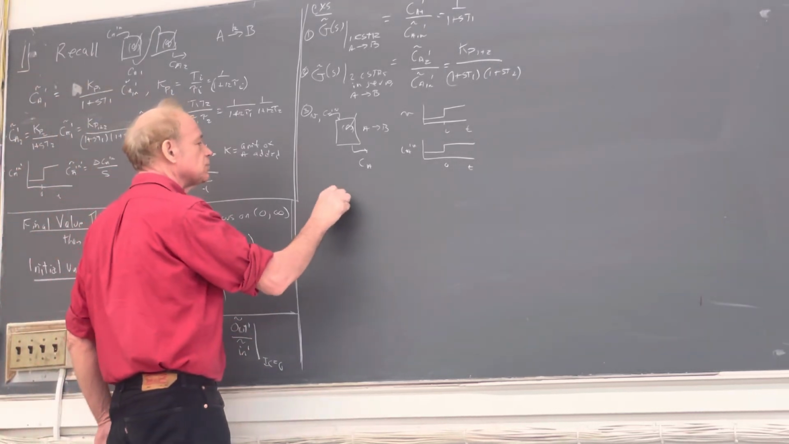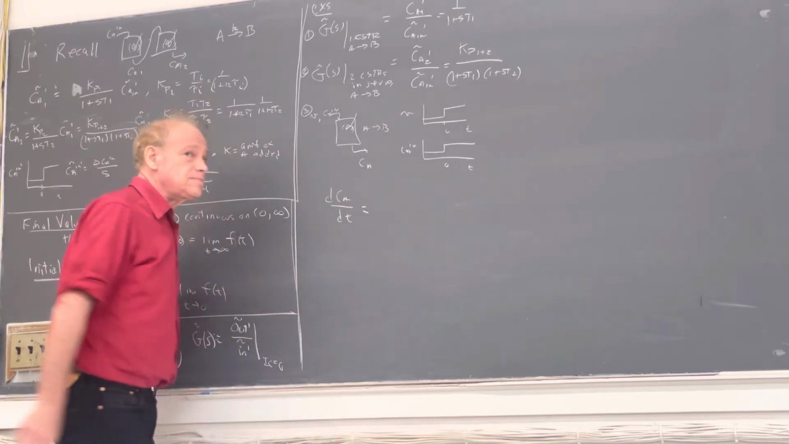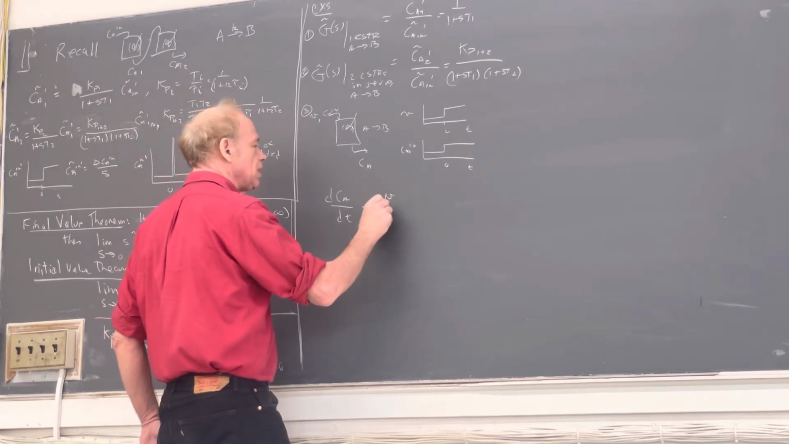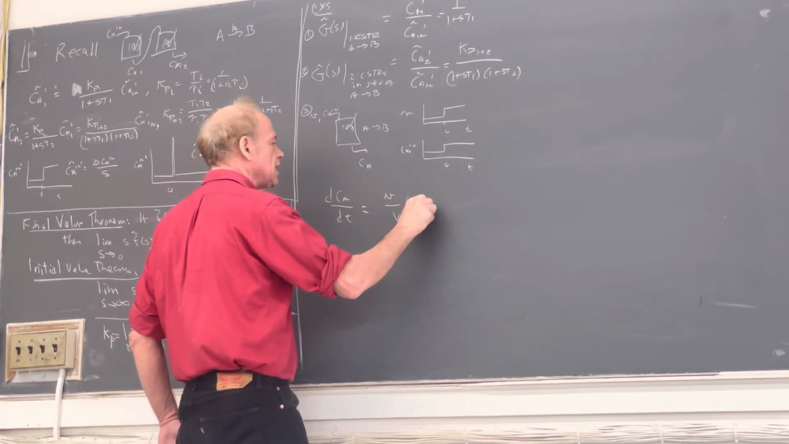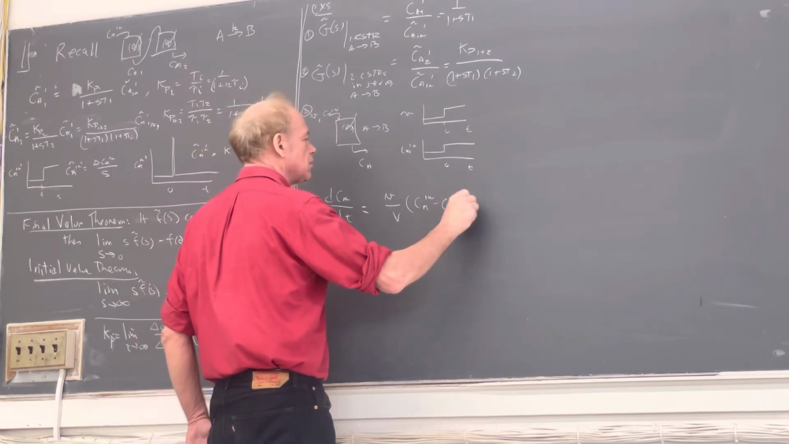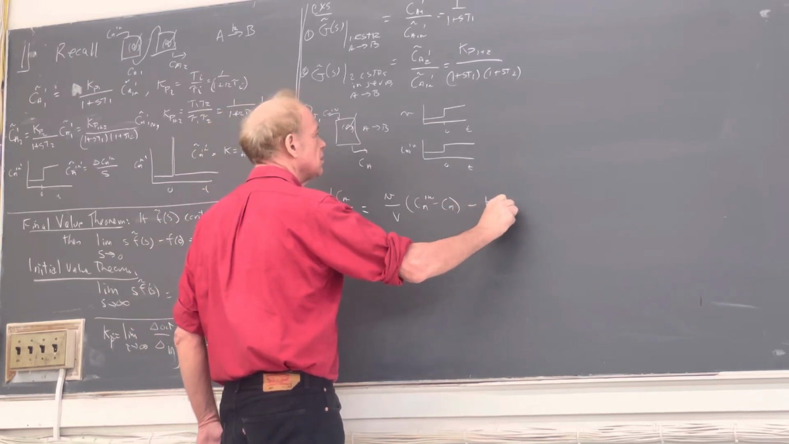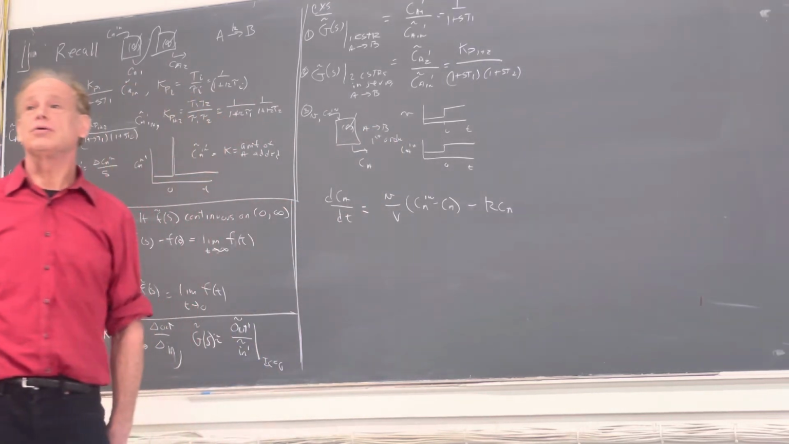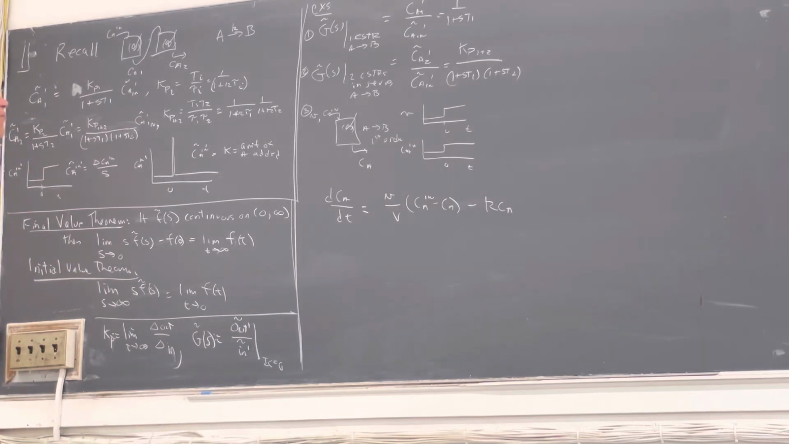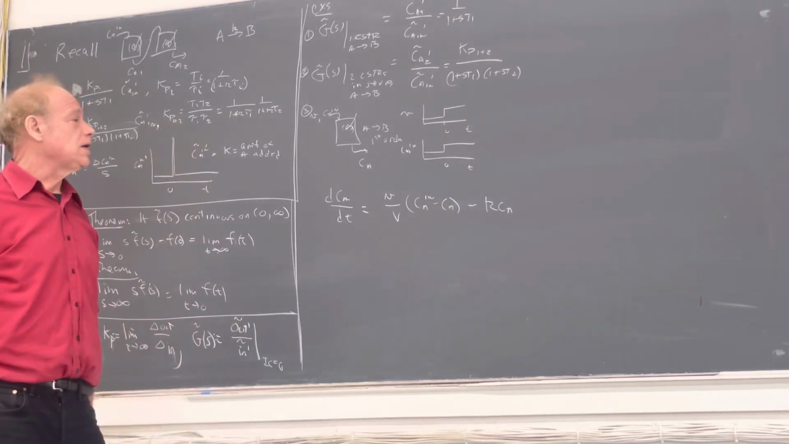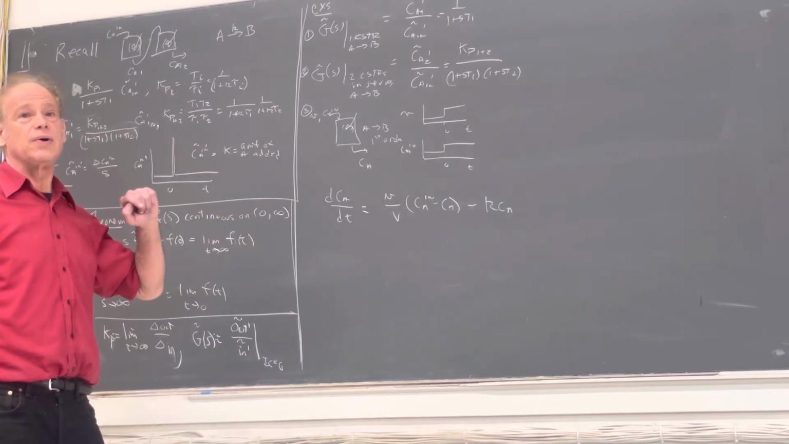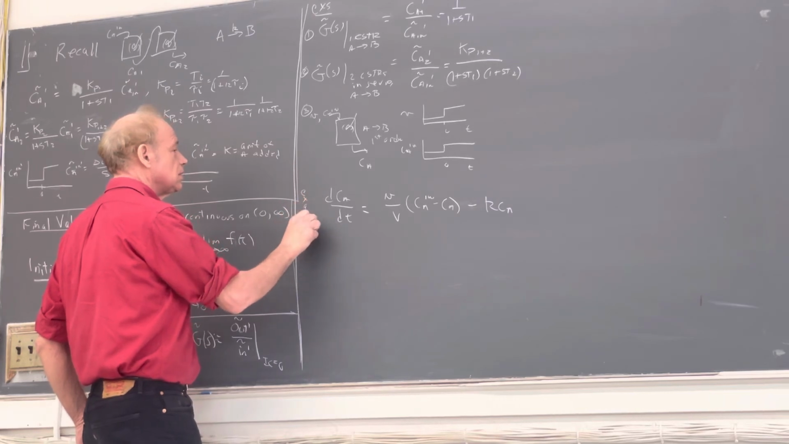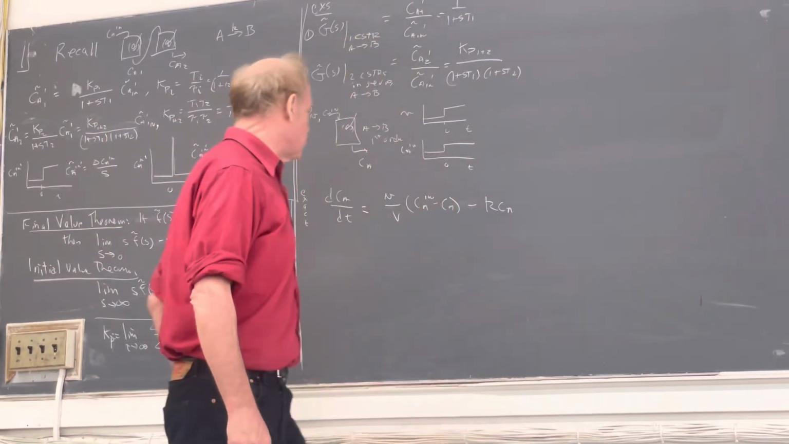So let's just set this up. I have dCA/dt is equal to the basic CSTR equation, little v over big V times CA in minus CA, minus k CA, because I'm given this as a first order reaction. Look familiar? Okay, so now we have to go through our steps. Our first step is to write the exact equation for t greater than 0.